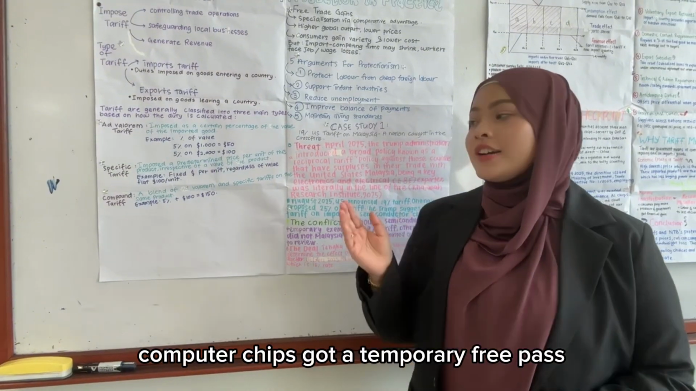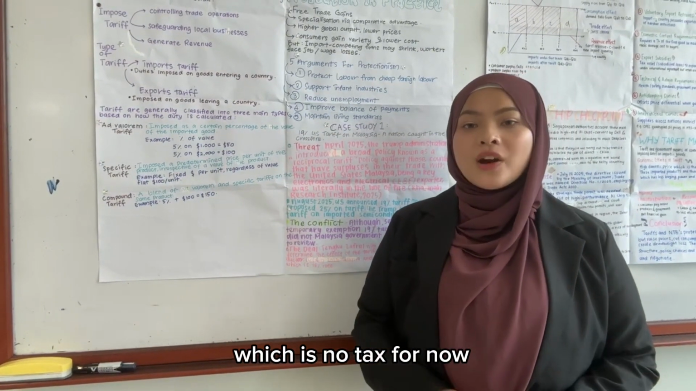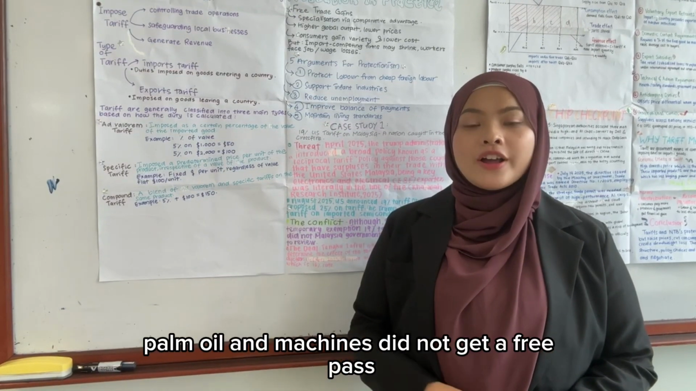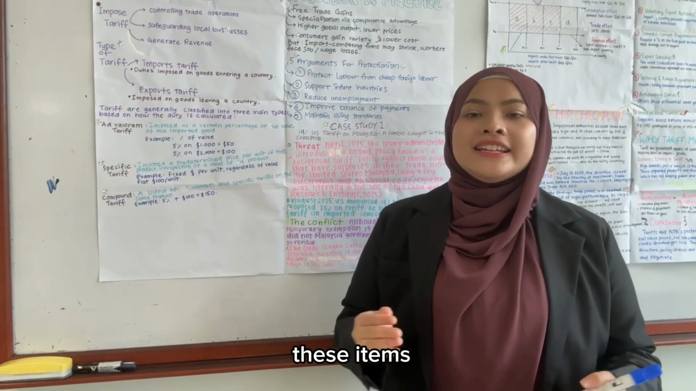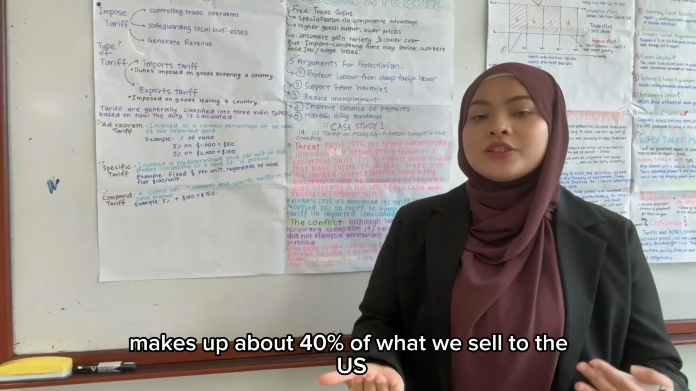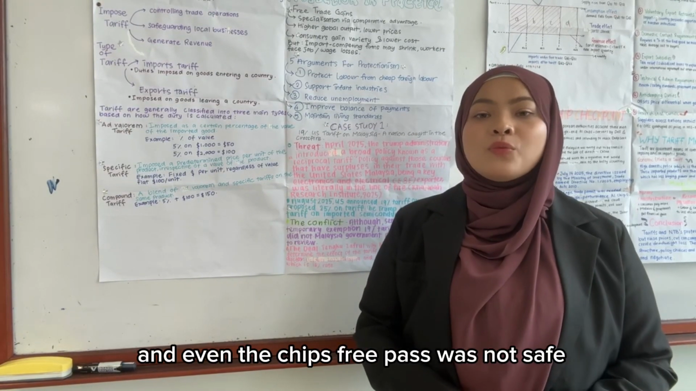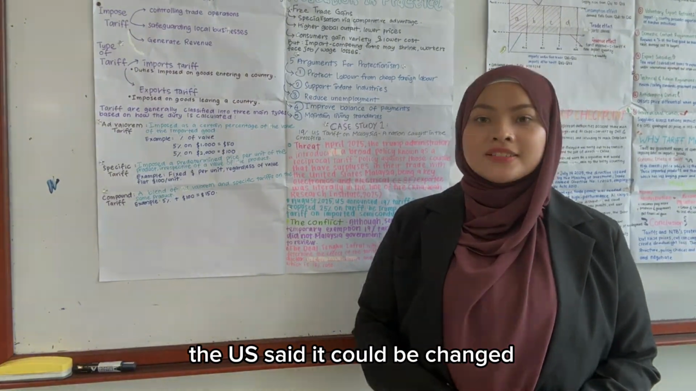Computer chips got a temporary free pass, which is no tax for now. But other things like furniture, rubber, palm oil and machines did not get a free pass. These items make up about 40% of what we sell to the US. And even the chip free pass was not safe. The US said it could be changed.